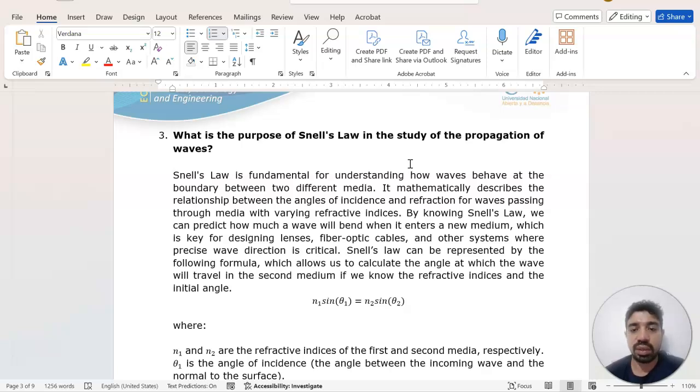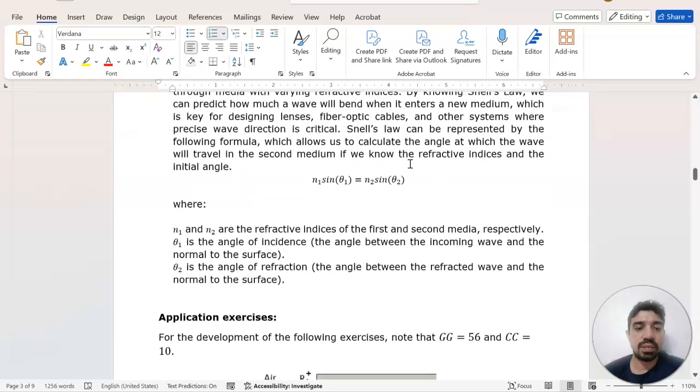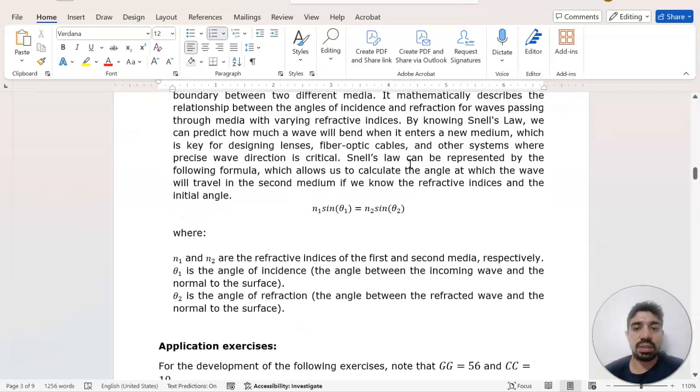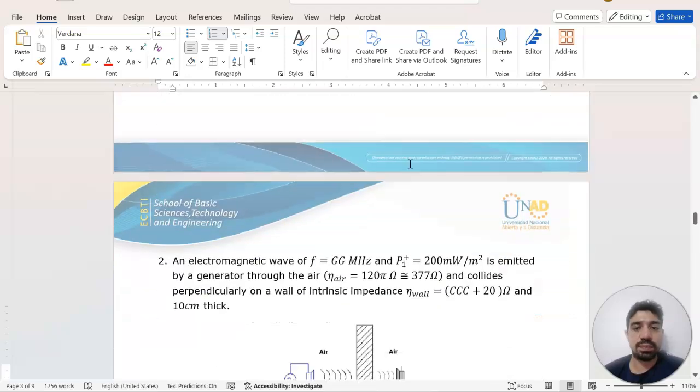So the formula for Snell's law is basically the refractive index of the first medium times the sin of the angle equals the refractive index of the other medium times the sin of the second angle, right? So let's go to the exercise itself.